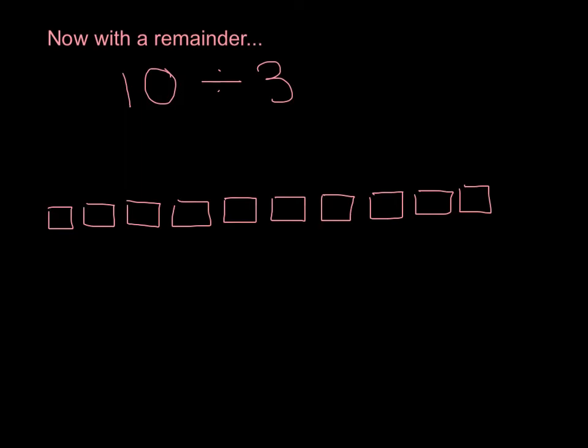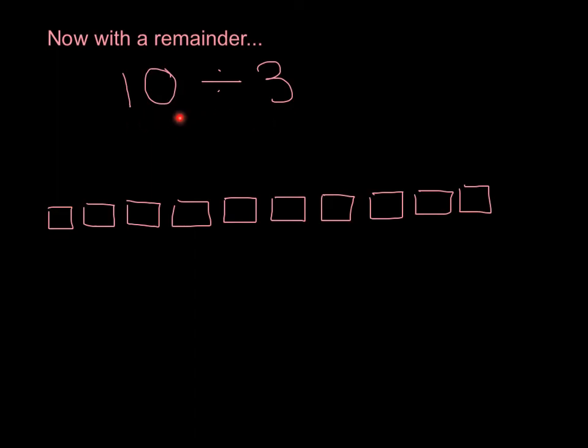Okay, so now we're going to continue working with dividing whole numbers by fractions, but this time we're going to see what happens when we have a remainder. So again, I want to go back to regular whole number division to compare what we would do when we have a remainder. So in this example that I'm giving you, we have 10 divided by 3.